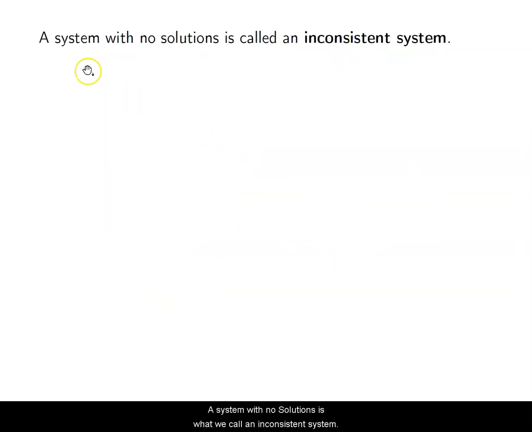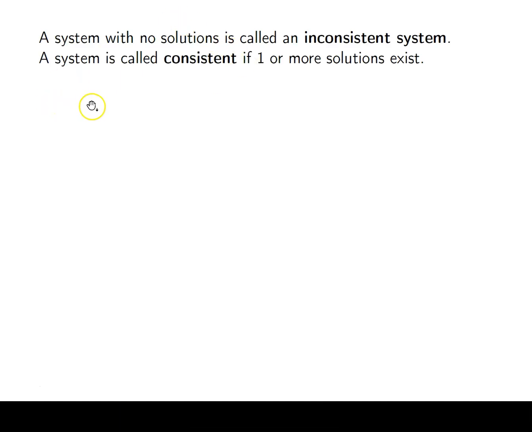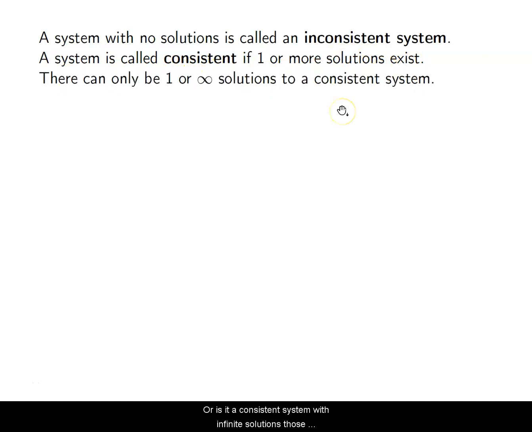Okay. A system with no solutions is what we call an inconsistent system, right? If there is a solution, then it's called consistent, right? And then we break that down into 2 categories. Is it a consistent system with one solution, a unique solution? Or is it a consistent system with infinite solutions? Those are our only cases, is that there's one solution or infinite. There is no way to have 2 solutions or 12 solutions. You have one unique solution or infinitely many solutions.